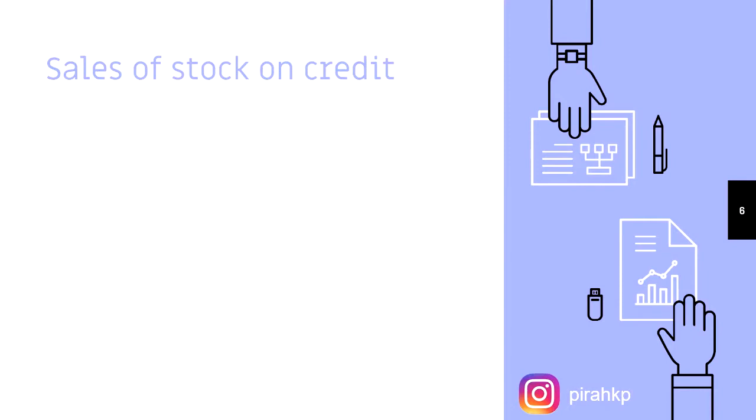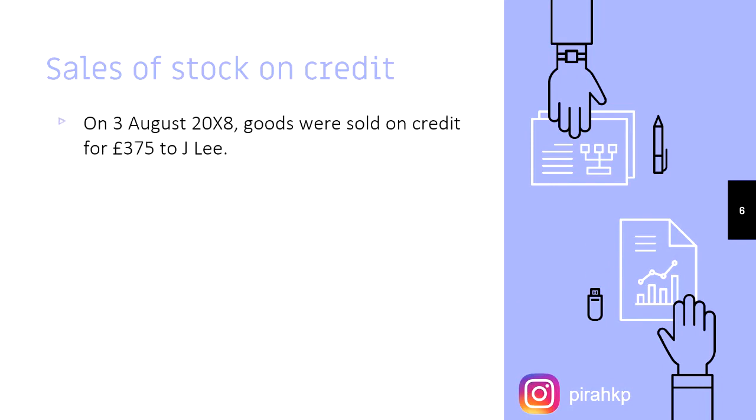Alright, now next transaction, sales of stock on credit. Of course, sometimes you make purchases on credit. Sometimes you make sales on credit. Let's look at it. On 3rd August 2018, goods were sold on credit for $375 to JLE. What's the destination? Destination is JLE or JLE receivable. So JLE receivable, and then our source is sales. We sold something, right? Just like purchases, if only sales is written, you know that they sold some goods.